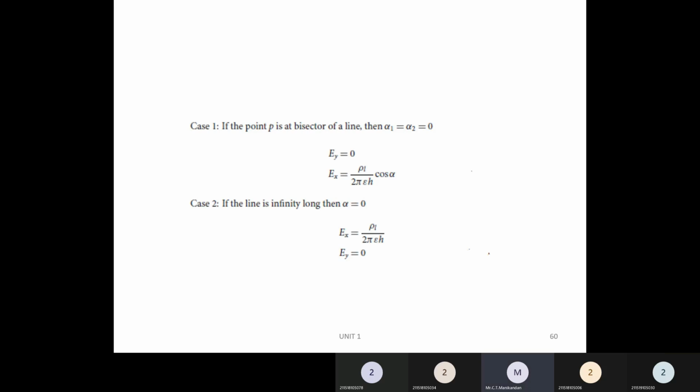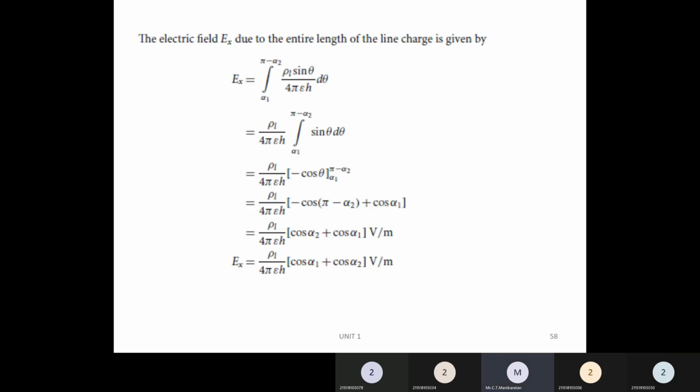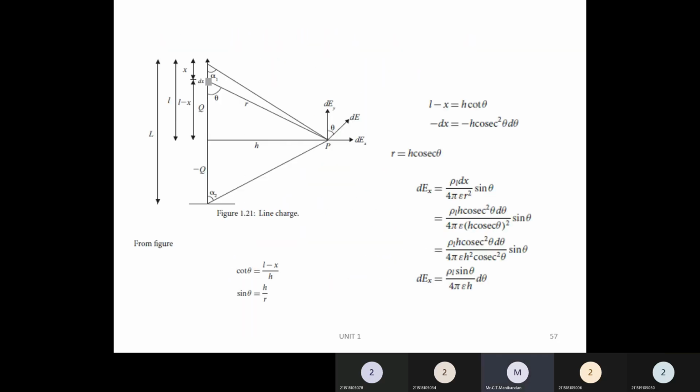If you are going for the infinite line case, then alpha 1 and alpha 2 will be equal to 0. You can see in the diagram alpha 1 and alpha 2; that value will be 0 if you go for the infinite case. Only for the finite case do we have alpha 1 and alpha 2.